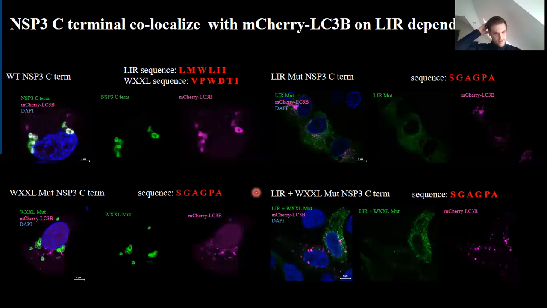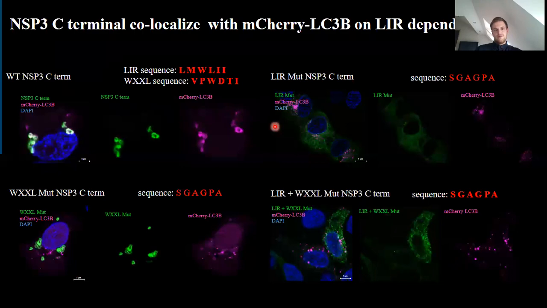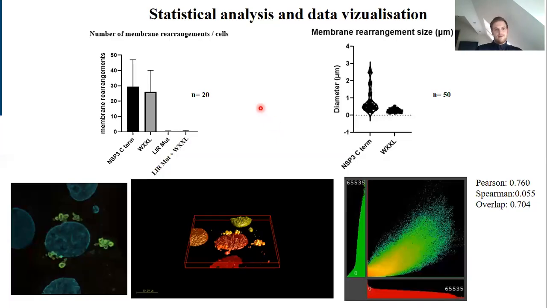So if you're an expert, you can easily interpret these results, but what if you are not an expert? You have to spread your research. How can you do this? You can make a statistical analysis and data visualization, because this way, everyone can understand and interpret your results. So what can we do with this data? We can calculate the number of membrane rearrangements in the mutants and in the wild type. We can measure the diameter of the membrane rearrangements, and we can perform a deeper statistical analysis.